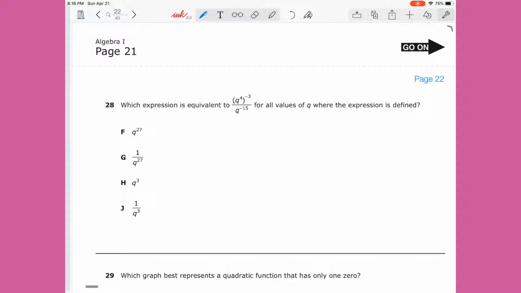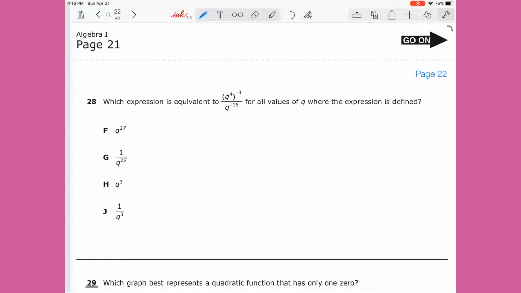Number 28. Which expression is equivalent to the expression given for all the values of q where the expression is defined? So I have a power rule and a quotient rule. I'm going to distribute my power rule first. So this is going to become q times, so 4 times -3 will give me q to the -12 over q to -15. Same base.